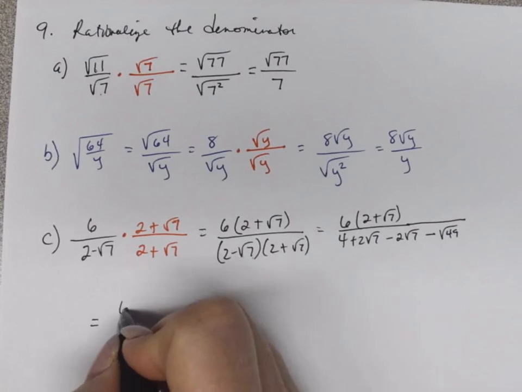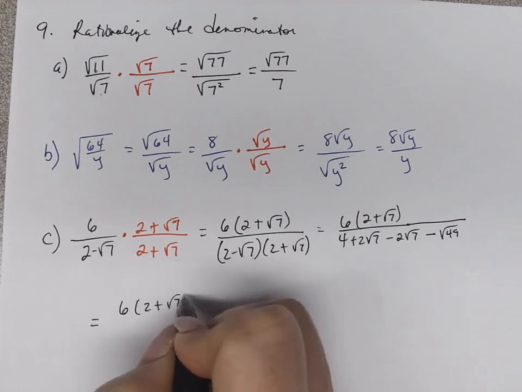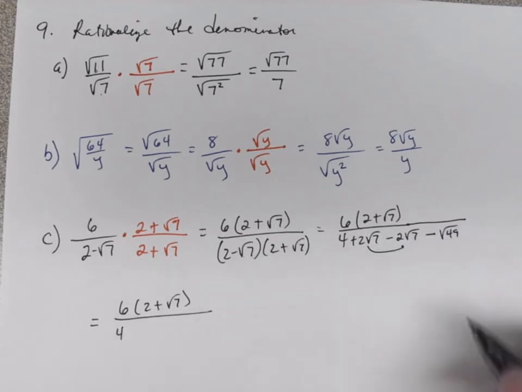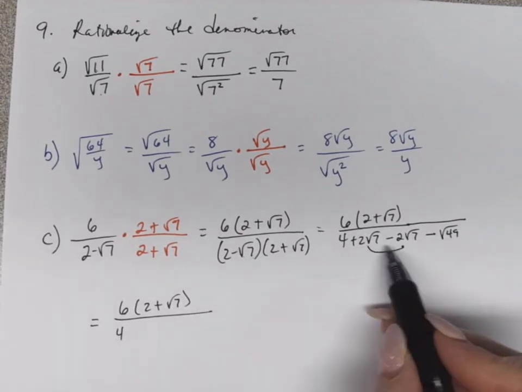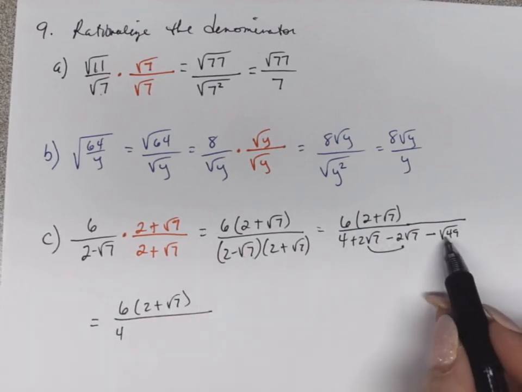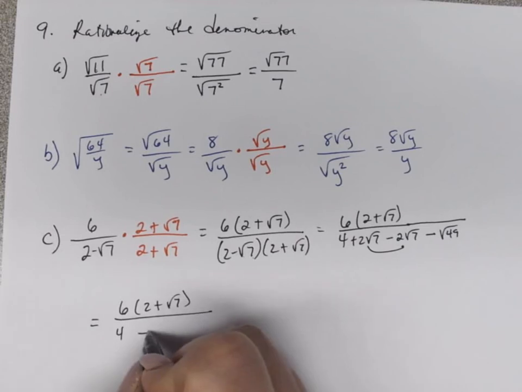All right, so we have our 6 times 2 plus square root of 7 over 4. These two here will cancel because they are the same thing but opposite signs, and that should happen every time when we're doing our conjugates. And then square root of 49 is 7, so minus 7.